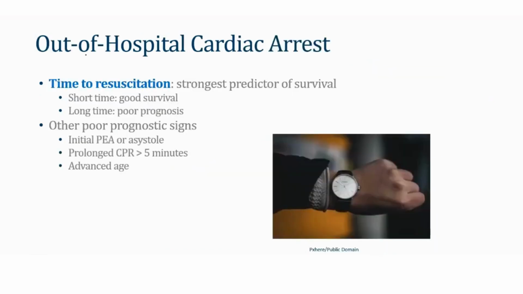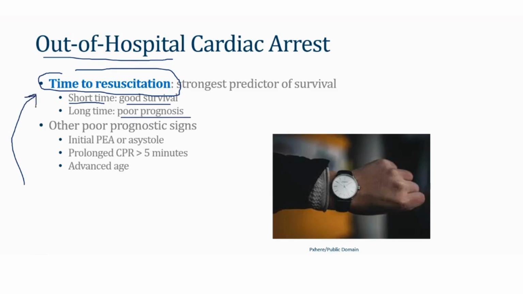Lots of cardiac arrests happen outside the hospital, and when this occurs, there's often no one around to perform CPR and resuscitate the patient. So many times, patients with out-of-hospital cardiac arrest do not survive. The time to resuscitation is the strongest predictor of survival of an out-of-hospital cardiac arrest. If there is someone around to begin resuscitation in a short period of time, that leads to improved survival. If it's a long time until someone responds to the cardiac arrest, there's a poor prognosis. This is the most important factor to determine whether or not patients survive.